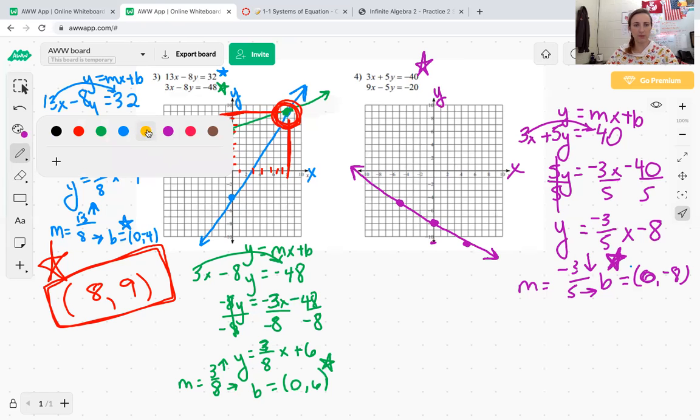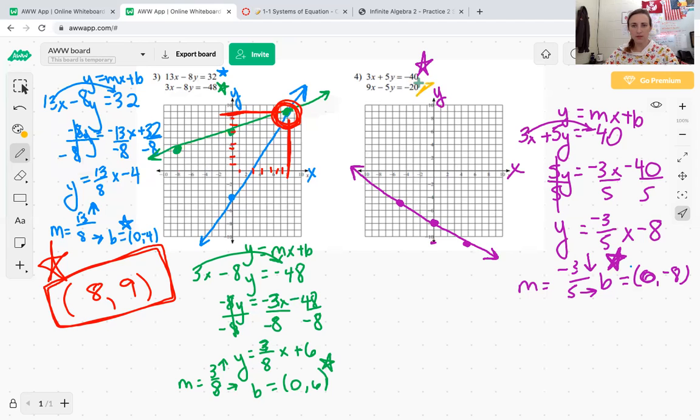Let's see, this second one we'll do in yellow. So our next equation here, we got 9x minus 5y is equal to negative 20. So once again, we want it in slope-intercept form, y equals mx plus b. And we're going to keep our negative 5y here on the left, which means we're going to take over our positive 9x and make him a negative 9x on the right. Drop down my minus 20.